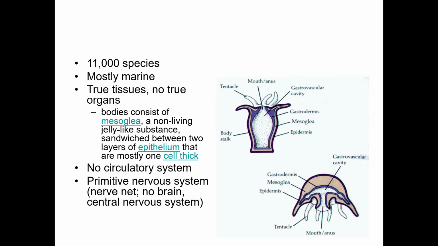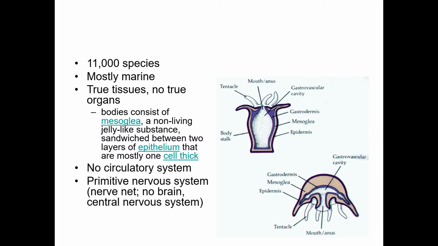These are what we would call the jellies. There are about 11,000 species of them, mostly of which are marine. There are some freshwater cnidarians. They have true tissues, unlike the sponges, but they don't really have true organs. They have this jelly-like substance, mesoglea, sandwiched between epithelium, a very thin layer of cells, one cell thick, which keeps it enclosed. You don't have organs or a circulatory system, but you do have a very primitive nervous system.